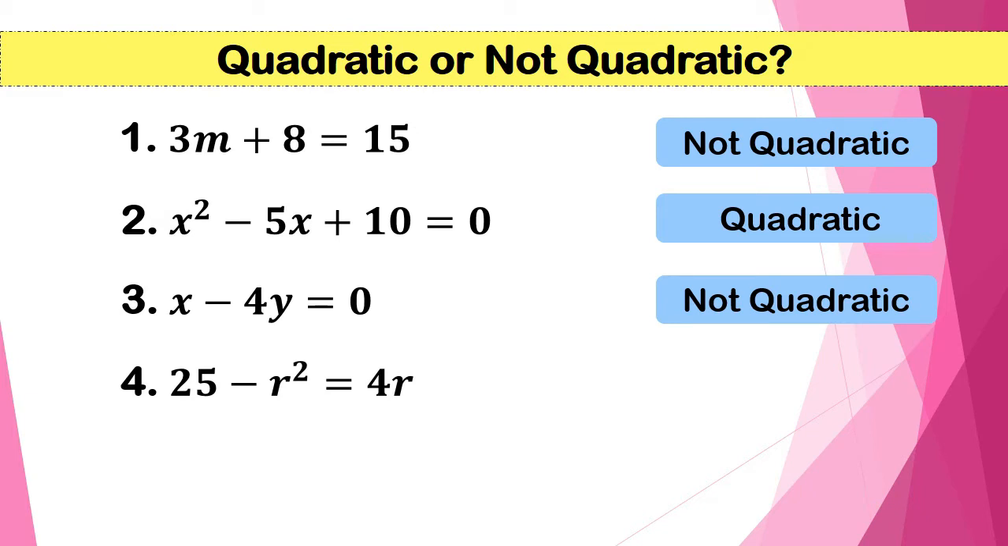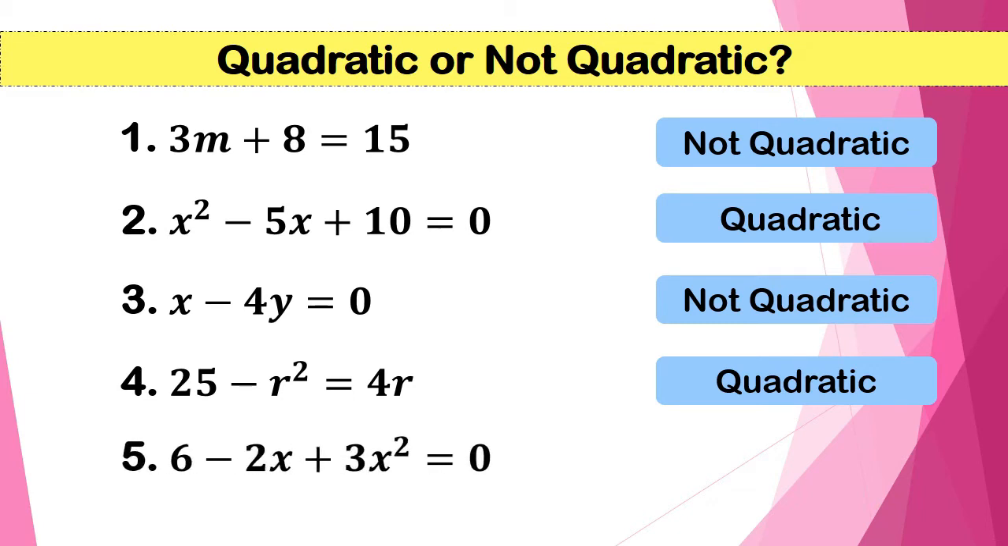Next, number 4. 25 minus r squared equals 4r. So in the given example, we have here the highest degree of the given equation, 2. Since the highest degree is 2, therefore this is a quadratic equation. Yun nga lang, this is not written into a standard form. But we can do that into a standard form if we arrange the given equation.